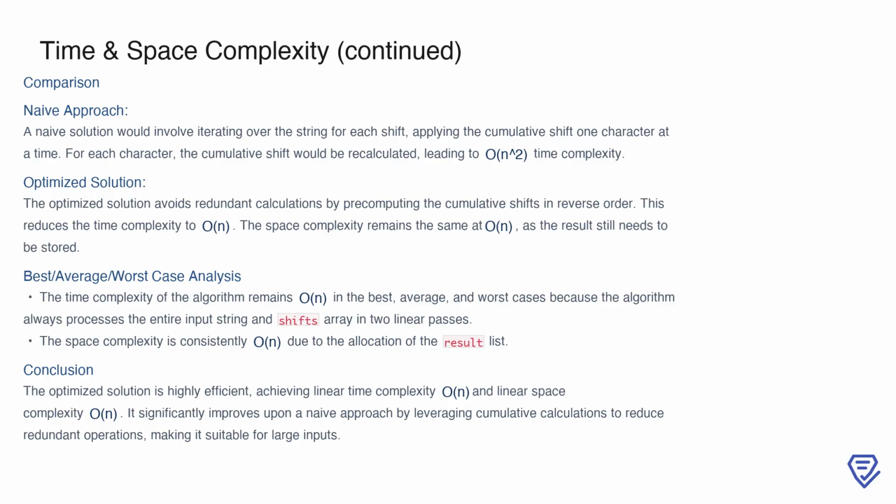In contrast, the optimized solution precomputes the cumulative shifts in a single reverse pass, eliminating redundant calculations and achieving a linear time complexity of O(n). The space complexity remains O(n) in both approaches due to the need to store the result. Furthermore, the best, average, and worst-case time complexities of the optimized algorithm are all O(n), as the entire input string and shifts array are always processed linearly, regardless of the input distribution.